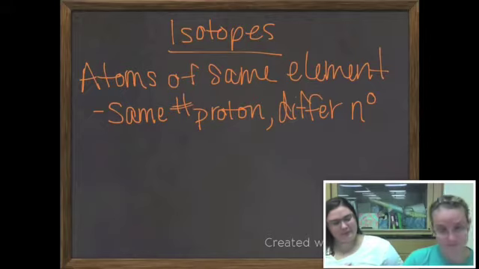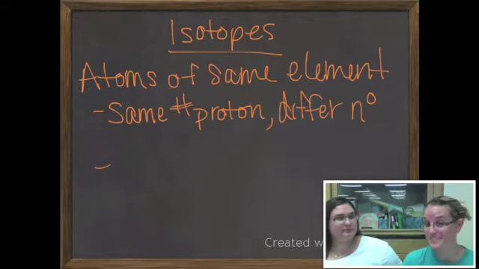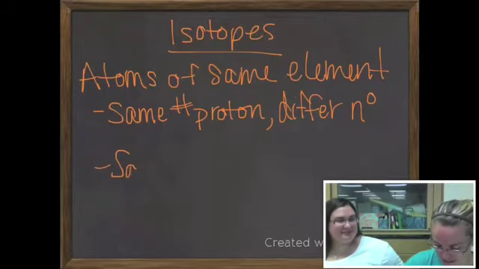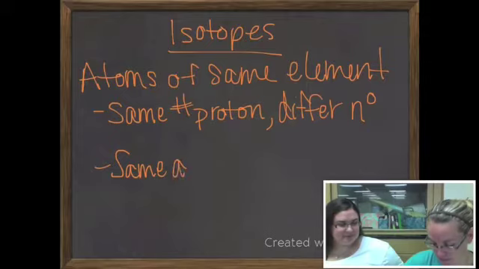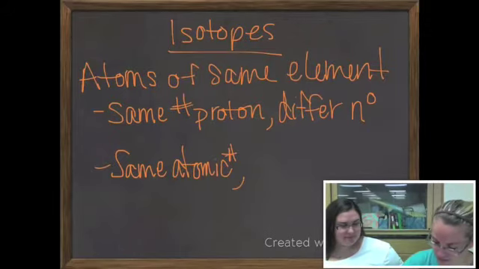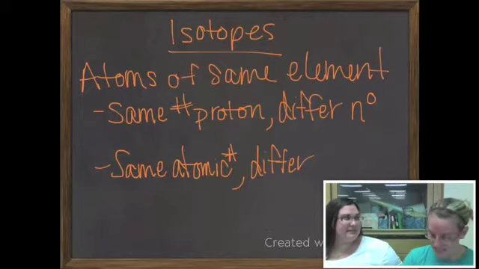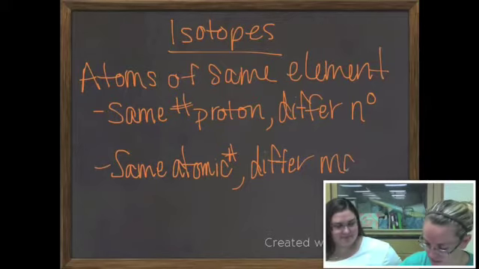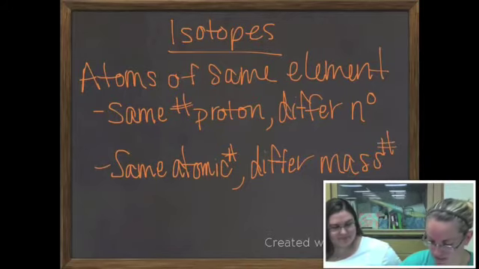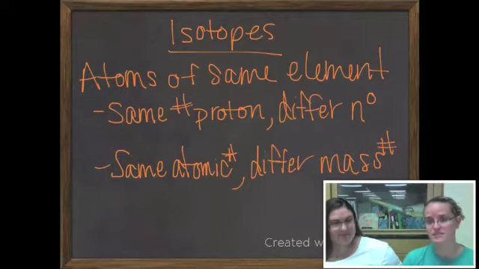Or we could say it differently because we know that also proton number gives us our what? Atomic number. So we've got the same atomic number, but a different number of neutrons, and that's going to change our mass. Okay, a different mass number. So that could be expressed as literally the same sentence, just using two different forms of vocabulary to describe it.